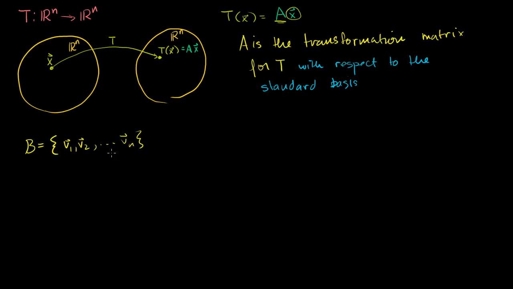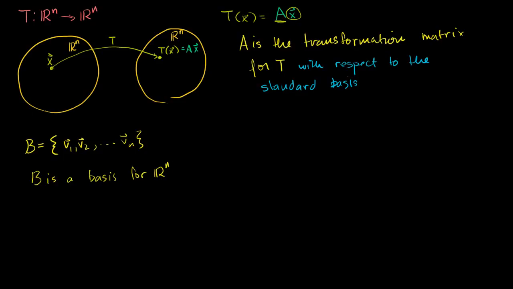Now, these are n linearly independent vectors. Each of these are members of Rn. So B is a basis for Rn, which is just another way of saying that all of these vectors are linearly independent, and any vector in Rn can be represented as a linear combination of these guys, which is another way of saying that any vector in Rn can be represented with coordinates with respect to this basis right there.